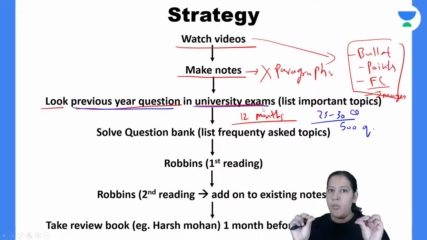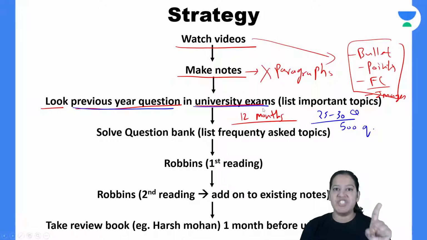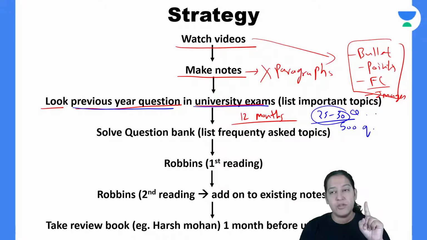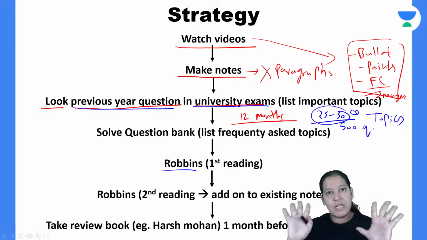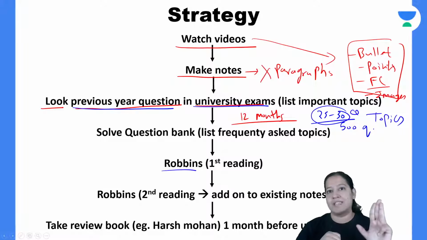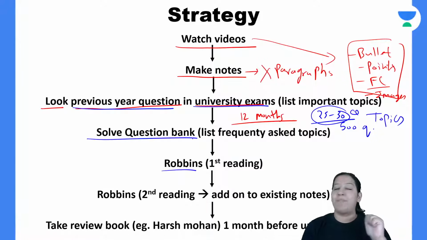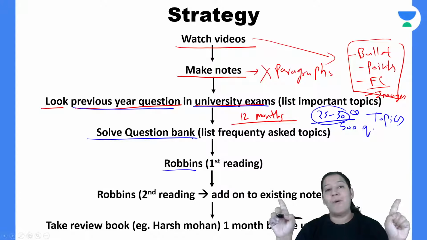So if you know what questions are important, from each chapter you should know 25 to 30 topics which are important. So my suggestion: take your Robbins and mark the topics which are asked in your university exam. That should be your third step. After that, solve the question bank. Don't just skip and jump onto the Robbins.